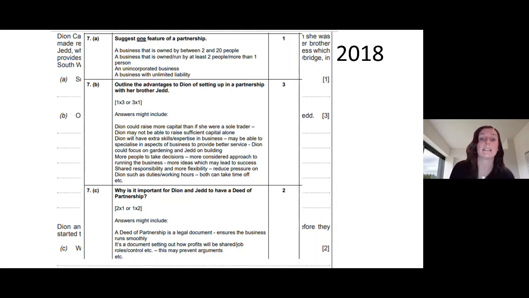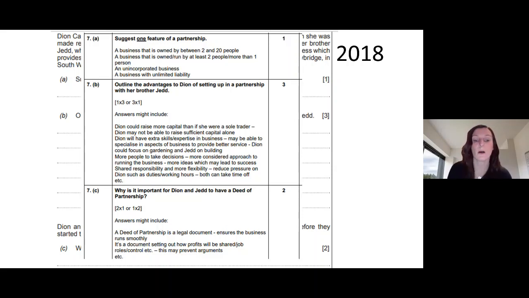It could be Dion is able to raise sufficient capital on her own. Maybe Dion will have extra skills, extra expertise in the business. It might be, you know, Dion could focus on the gardening and Jed on the building. You're kind of going back to the question to actually bring it into the answer there. And then why is it important for Dion and Jed to have a deed of partnership? Well, it's a legal document that ensures the business runs smoothly.